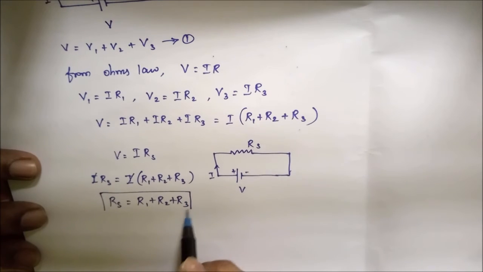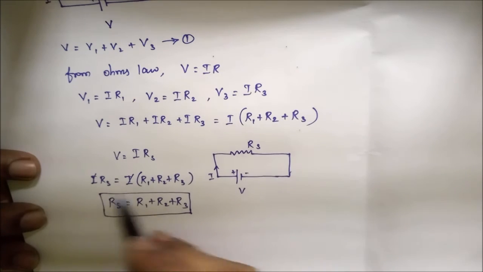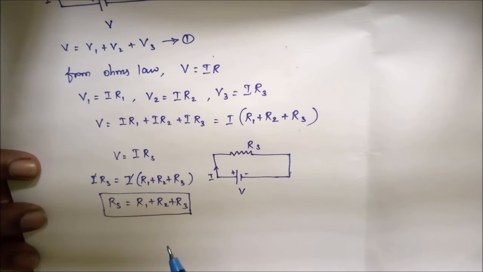So this is nothing but the total resistance of the resistors involved in the series combination. Now with respect to this expression, we have to define it: the total resistance is the sum of the individual resistances in the circuit.